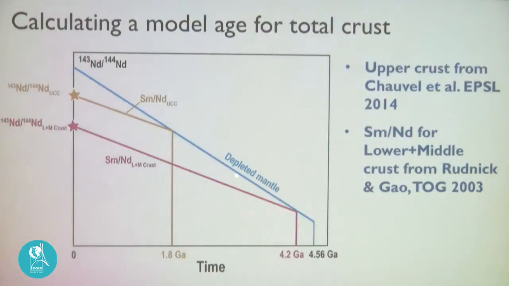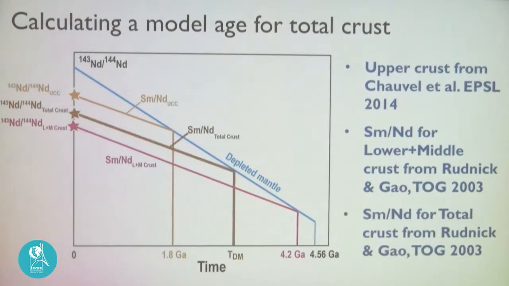then by changing the age, you get different slopes, and the purple star moves up. And then by using the mass proportion of lower plus middle crust and upper crust, we can estimate the isotopic composition of the total crust depending on the age of the lower plus middle crust. And then we can calculate a model age for the total crust.